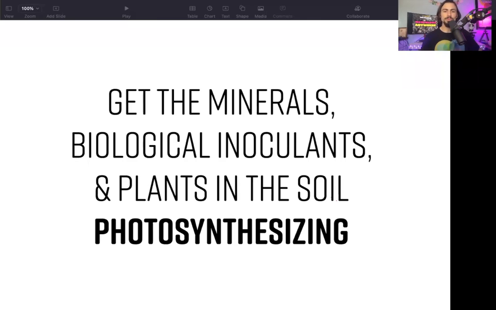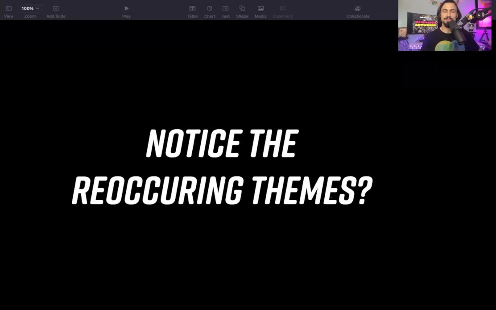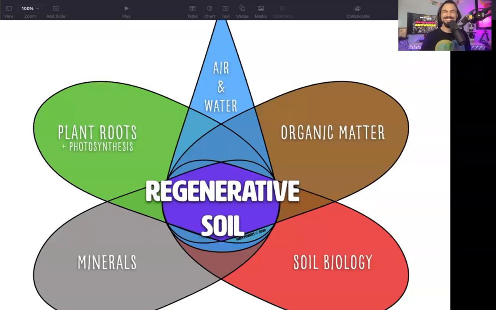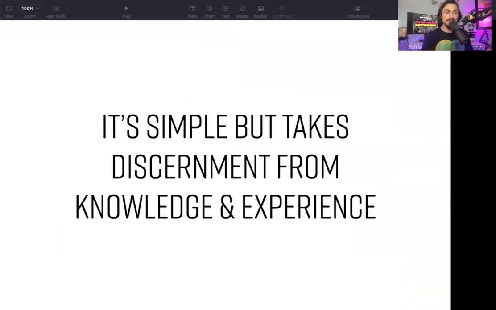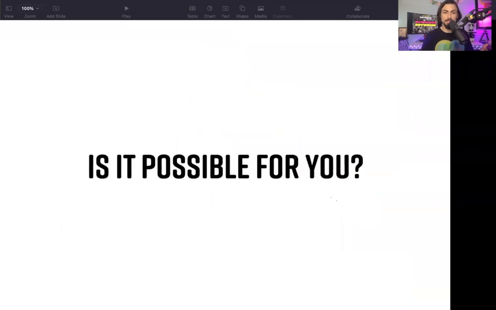And then get the minerals, biological inoculants, the plants in the soil photosynthesizing. All right, do you notice any reoccurring themes? It all relates back to these simple ideas and elements that overlap and interact. It's simple, but it takes this discernment from knowledge and experience.